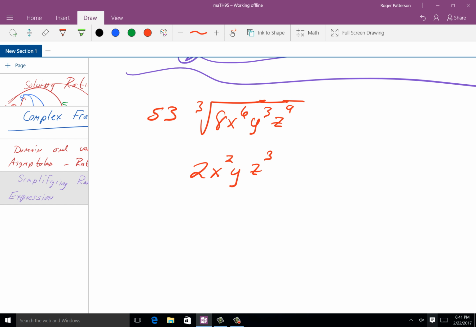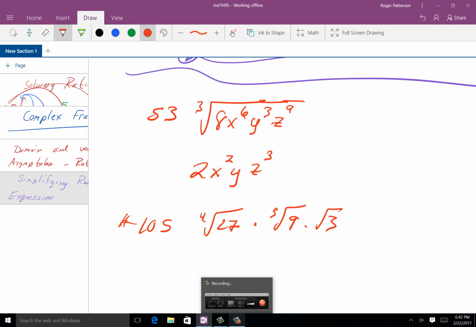Simplify, let all variables be positive, right? Your answer. Okay. So that's the 4th root of 27. The cube root of, not 105. Sorry. That's okay. Cube root of 9 and 3. Is that what that is? Okay.